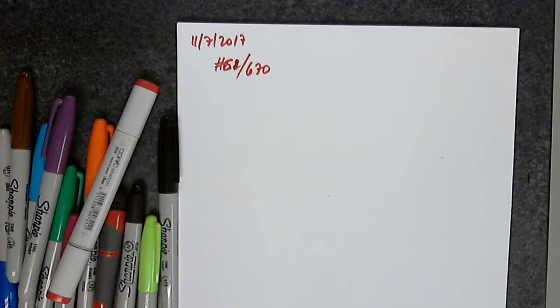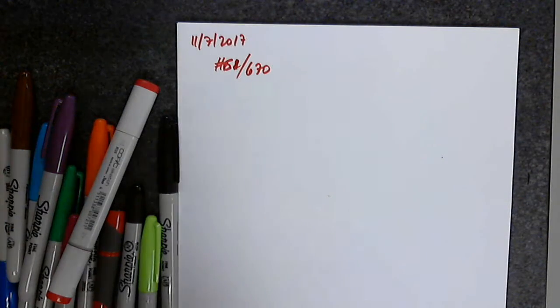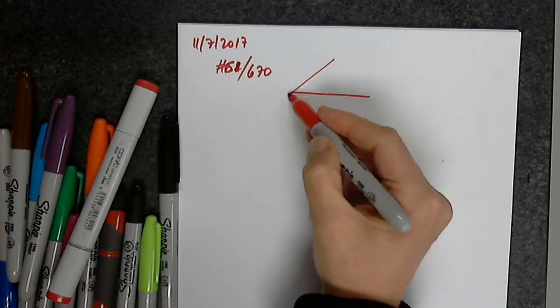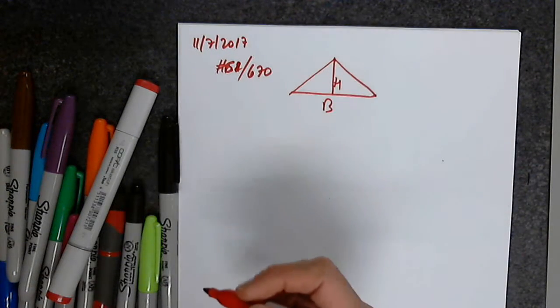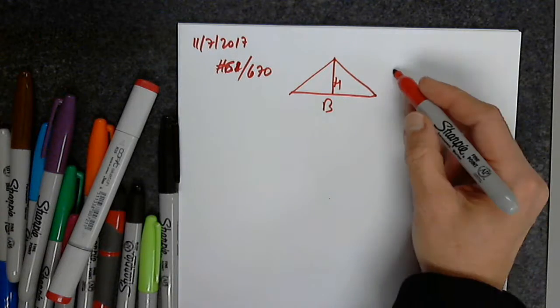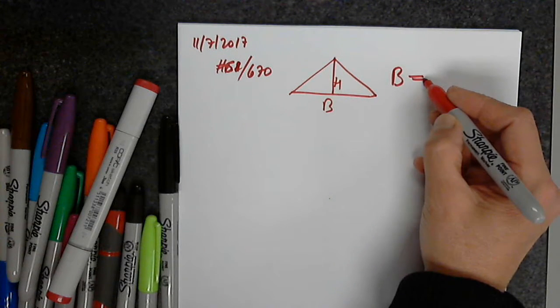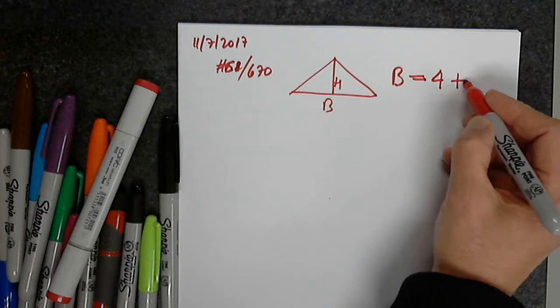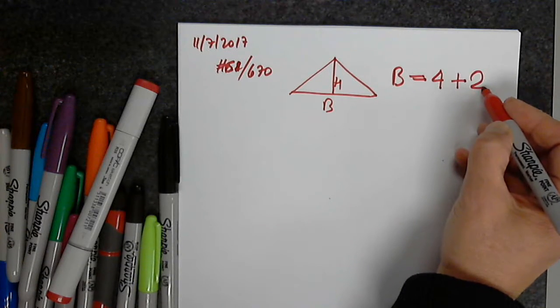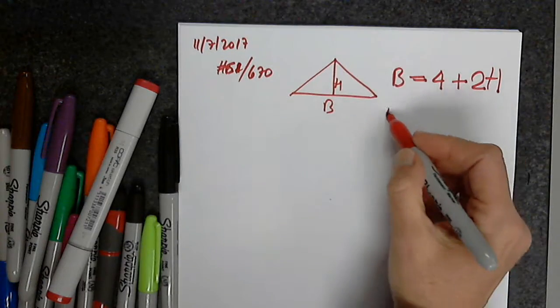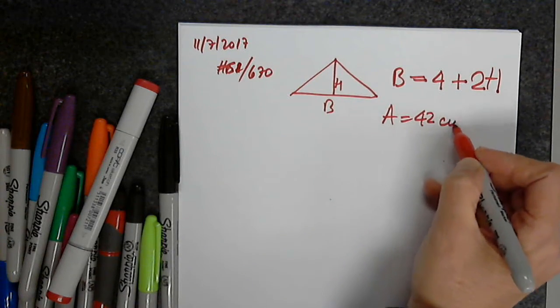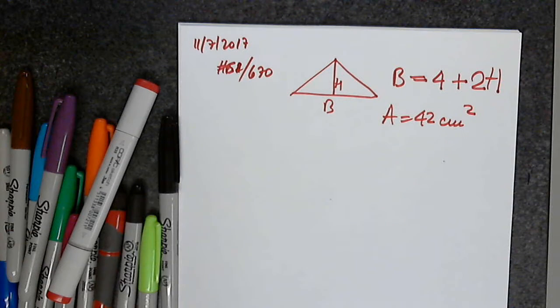61. The base of a triangle is 4 more than twice its height. So we have a triangle, the base, and this is the height. And it says the base is 4 more than twice the height. If the area of the triangle is 42 square centimeters, find its base and height.